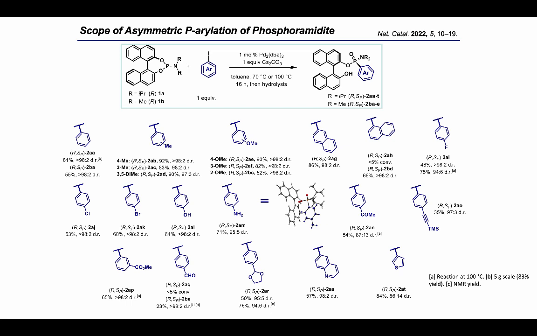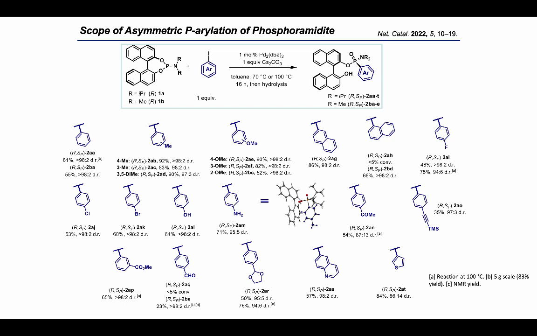In general, the aryl iodides containing electron withdrawing groups reacted more slowly under the standard reaction condition, which is 70 degrees, but increasing the temperature to 100 degrees significantly enhanced the product yield without decreasing the diastereoselectivity. Finally, heteroaromatic iodides such as 6-iodoquinoline and 3-iodothiophene were successfully converted into the product.